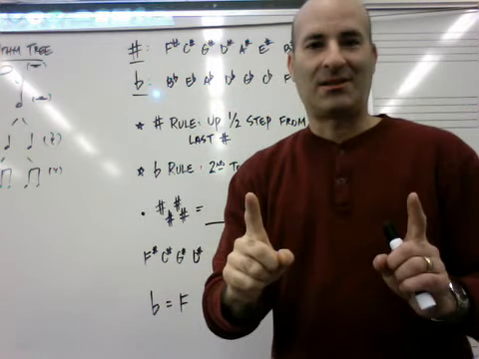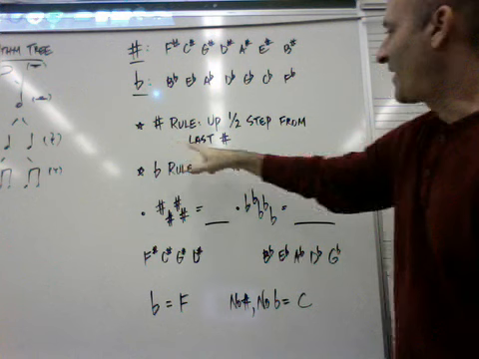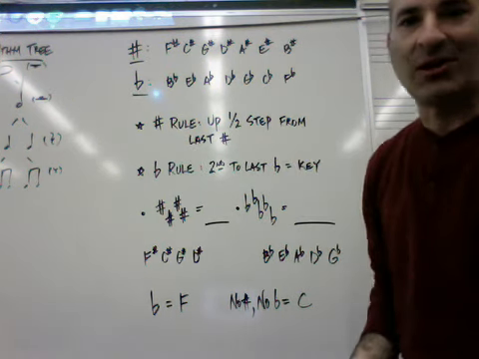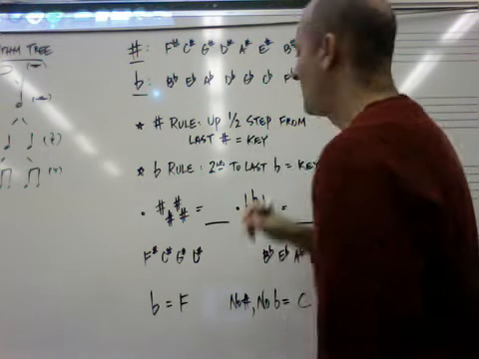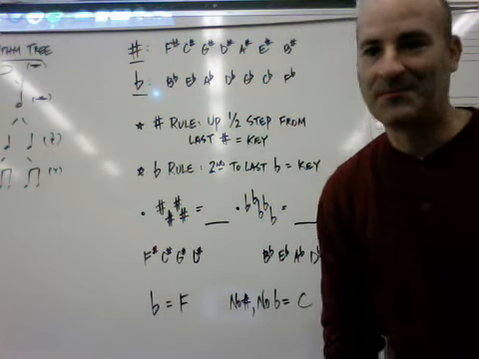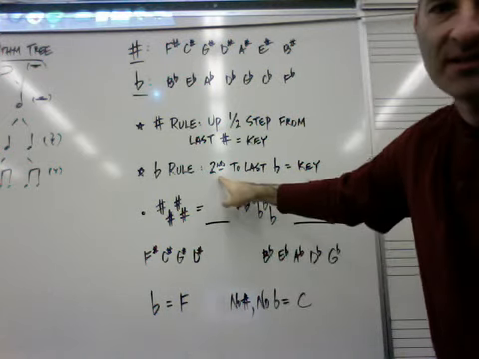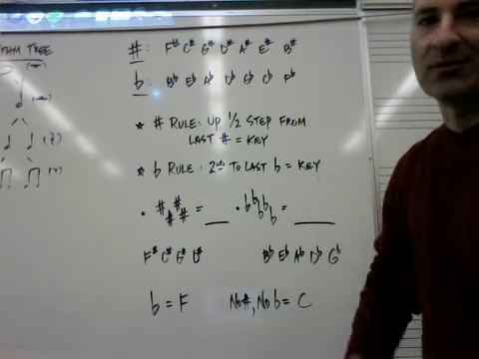Let's talk about rule for finding sharp keys next. The rule is we have to go up 1/2 step from the last sharp in the key signature, and that equals our key. The rule for finding flat keys is the second to last flat equals the key that we're looking for.